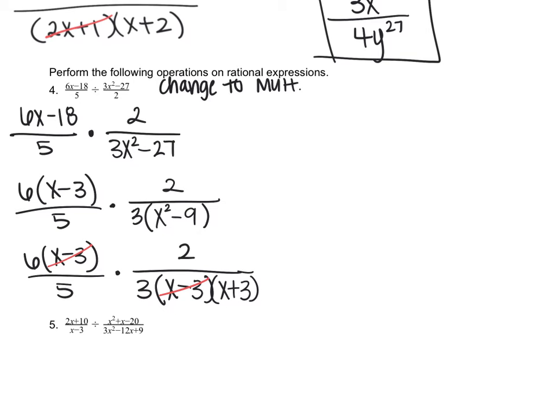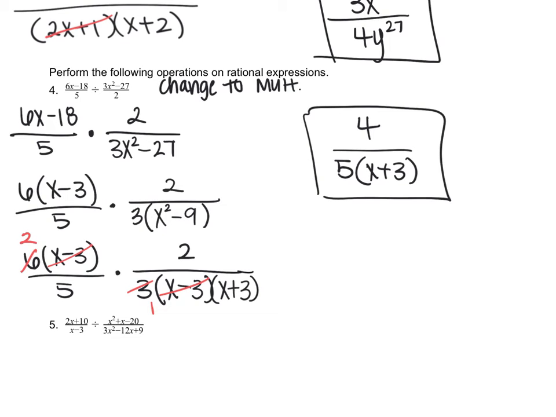So 6 is divisible by 3 and it becomes a 2. And 3 divided by 3 becomes 1. So when I multiply what's left in the numerator, I have 2 times 2, which is 4, over 5 times 1, which is 5, and then in parentheses, x plus 3. And there's no more simplifying I can do, so that's going to be the final answer.